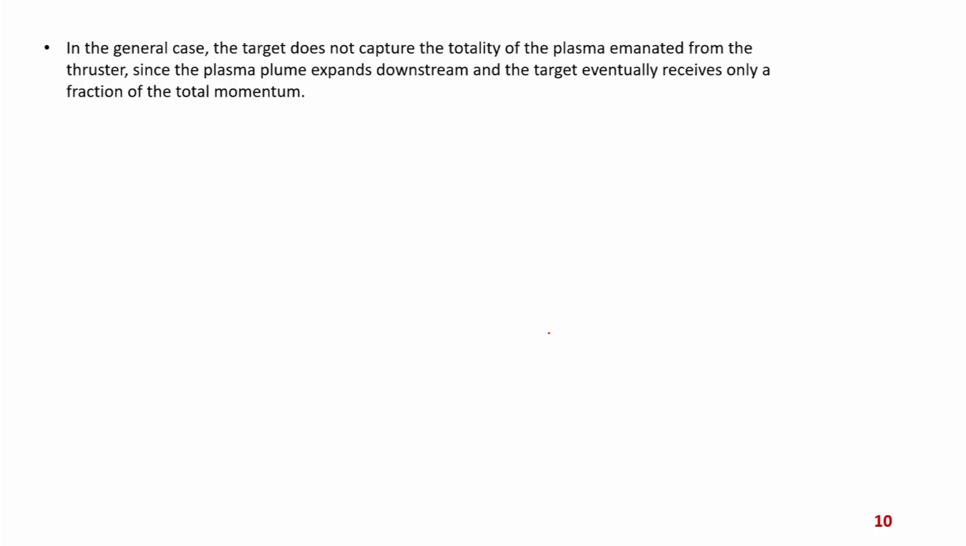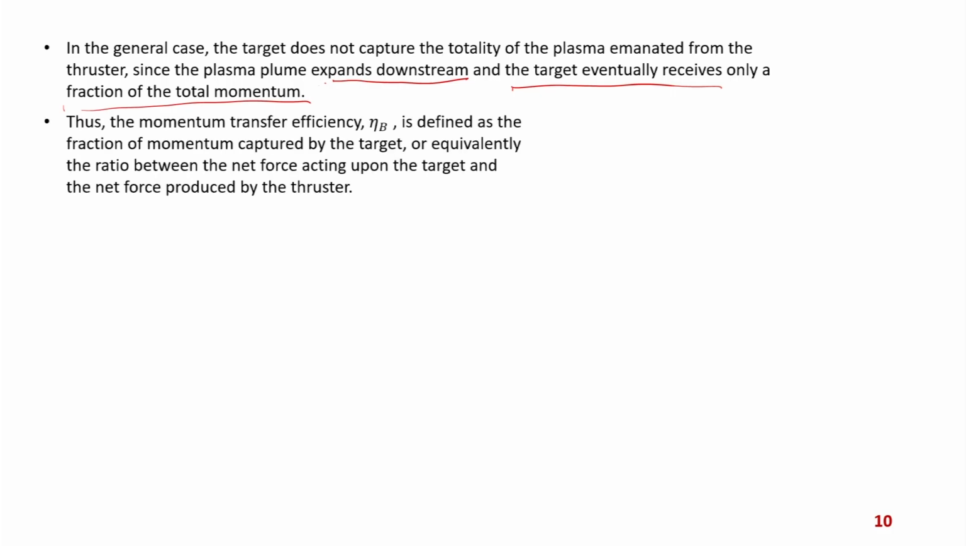Whatever the force is shown here, it does not capture the target totally, because the plasma plume expands downstream and the target eventually receives only a fraction of the total momentum. It cannot intercept the beam because the beam also diverges. As a result, there is a term called the transfer efficiency, eta b. Eta b is defined as the fraction of the momentum captured by the target, or equivalently the ratio between the net force acting upon the target and the net force produced by the thruster.